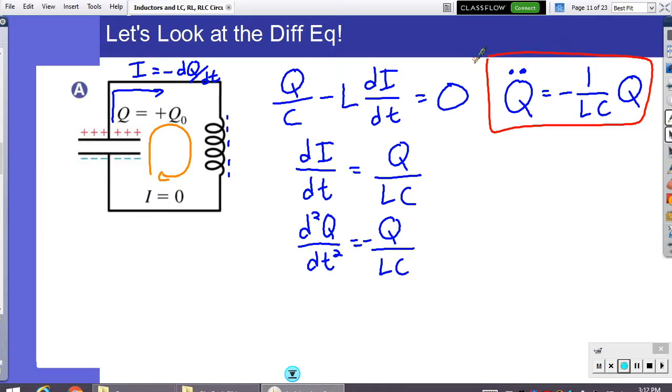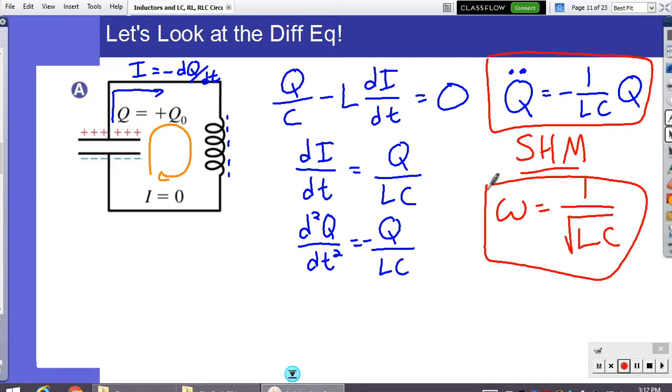Where the second derivative of something is equal to the negative of the original function. And if you're looking at this and saying, aha, I remember that from mechanics, this is simple harmonic motion. And it is simple harmonic motion with an omega equal to 1 over root LC. This is simple harmonic motion, but you might be saying, Mr. Bates, that's crazy. What's moving?